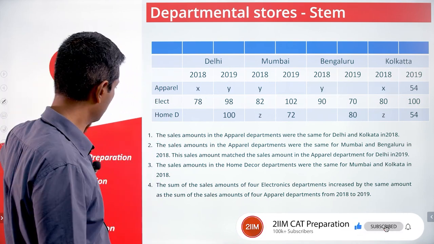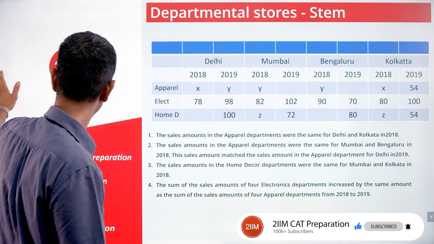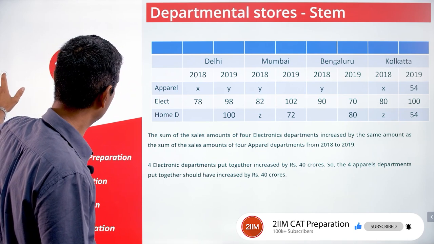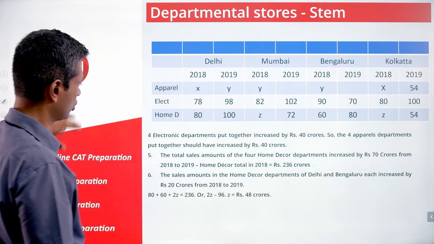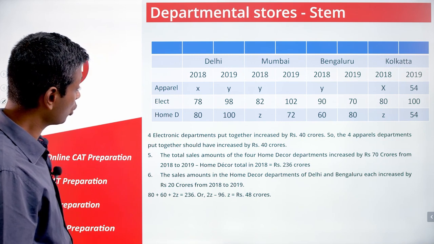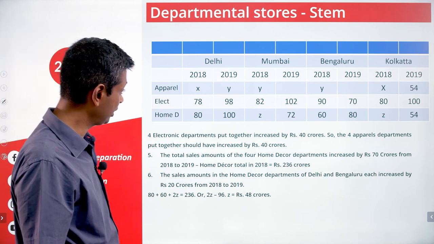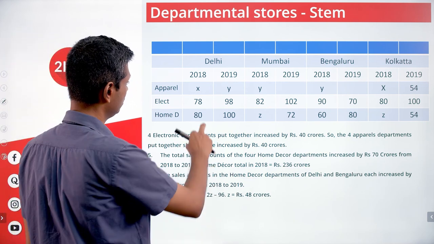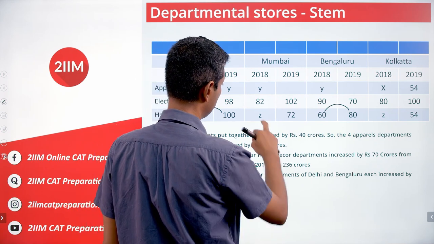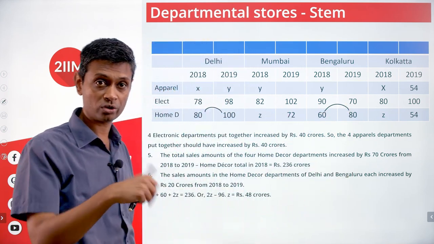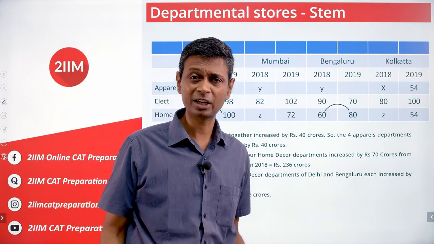Let's see the next set of constraints. So X and X, Y, Y, Y, Z, Z, we've filled in all the data. Lovely. All sales amounts are in rupees crores. The total sales amounts of the four home decor departments increased by rupees 70 crores from 18 to 19. This is 20 crores. This is 20 crores. So 20 and 20, 40 crores increase you have accounted for. These two should account for the remaining 30 crores.